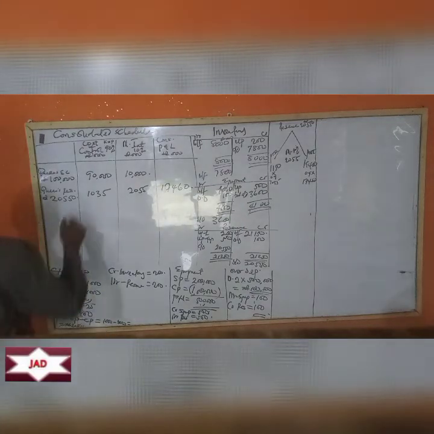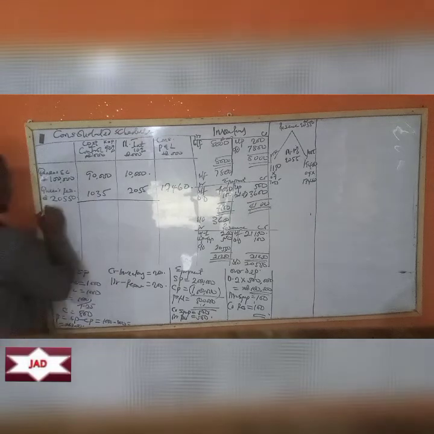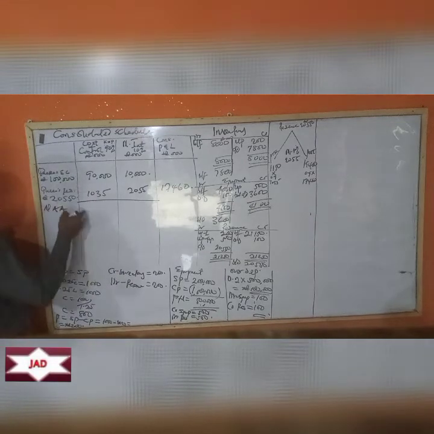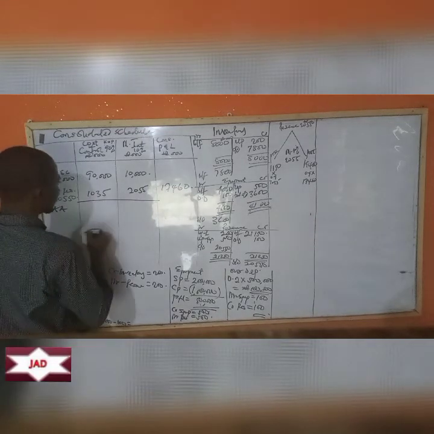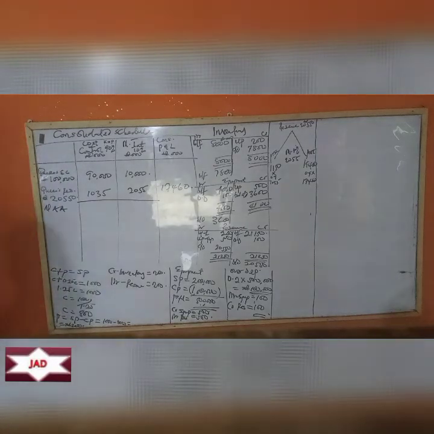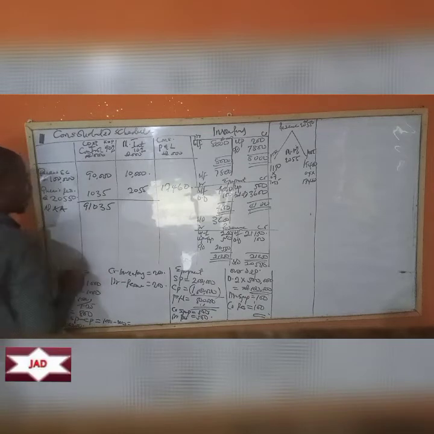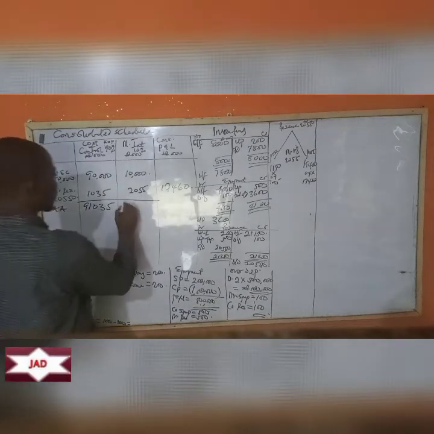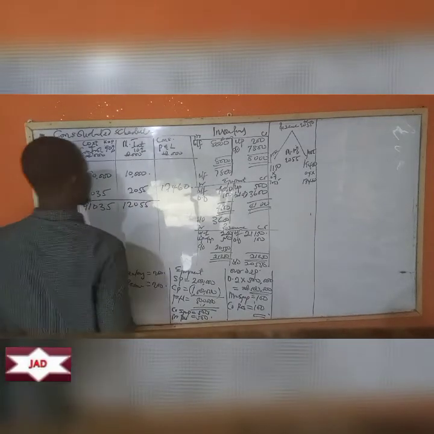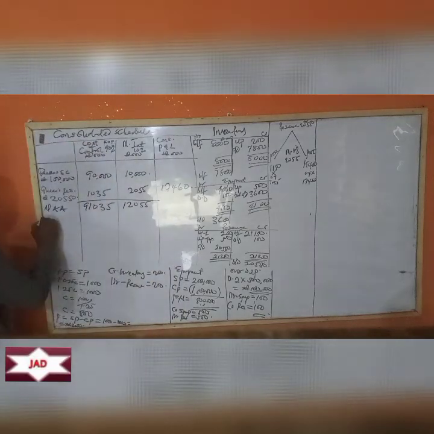So let's go. Net assets acquired. This plus this. 90,000 plus 1035. What do you have? 90,000 plus 1035 is 91035. So we have 91035, right? So this one what? 12055.